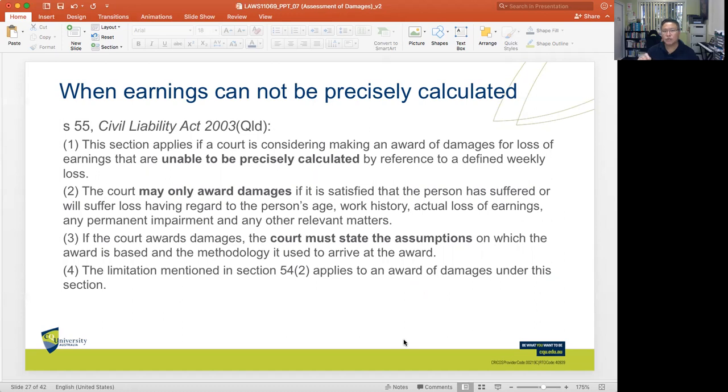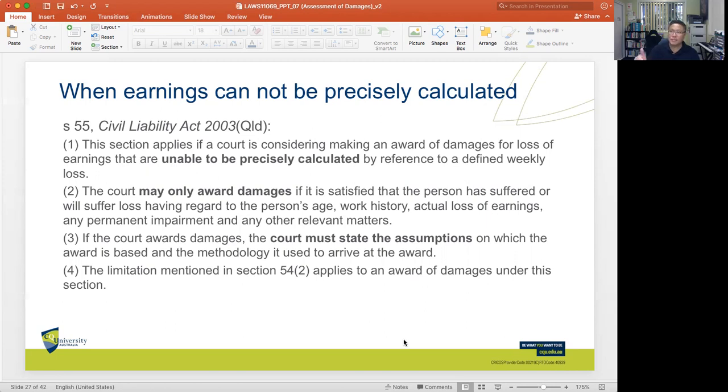If the court awards damages, the court must state the assumptions on which the award is based and the methodology it used to arrive at the award. So there's a requirement on the part of the court that if the court awards damages, depending on the heads of damages that we talked about, pecuniary losses, non-pecuniary losses, specific damages versus general damages, the court must state the assumptions. The court can't just award damages without being able to state what its assumptions are or being satisfied that the person has in fact suffered. So the limitation mentioned in section 54.2 applies on award of damages under this section.